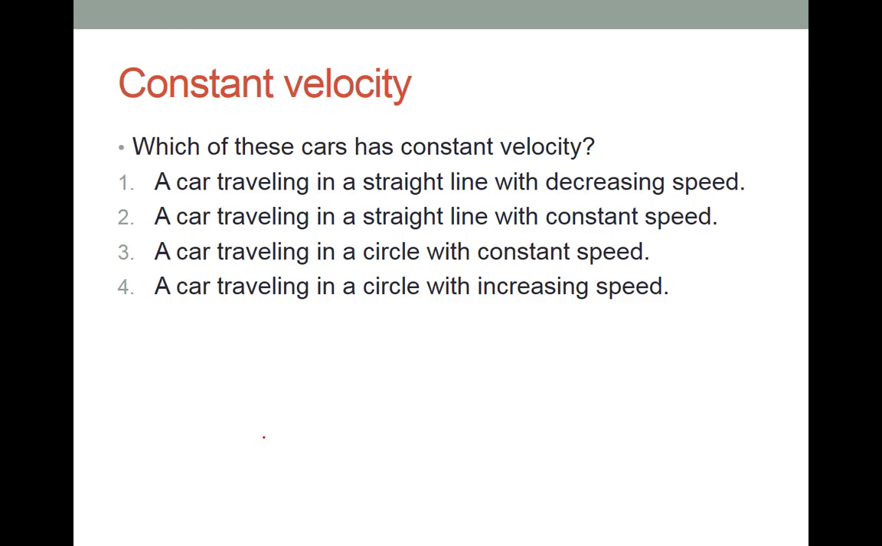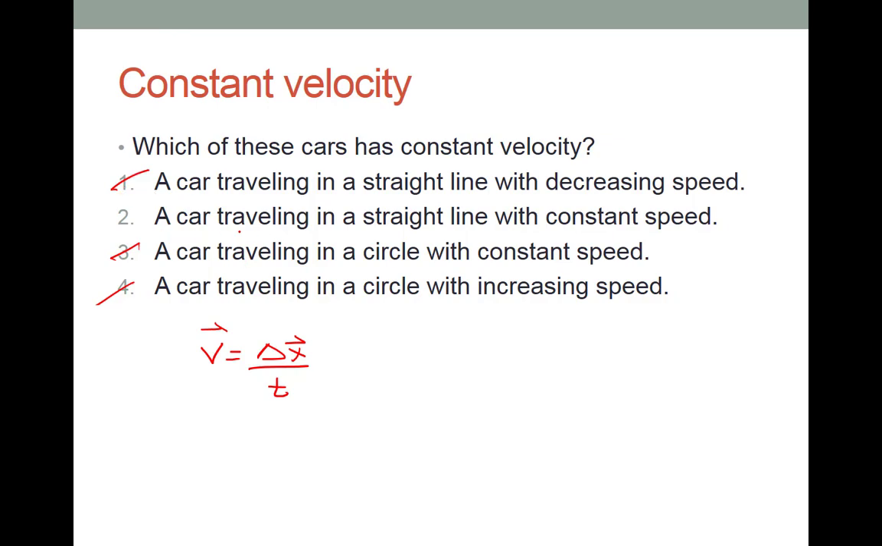Okay, so remember, velocity is a displacement divided by time, right? And it is a vector. So anything that is changing direction is not going to have a constant velocity because the velocity is changing as the direction changes. So that rules out 3 and 4. The other thing velocity has is a magnitude, or a size. And if the magnitude of velocity is changing, then my velocity is not constant. That eliminates number 1.